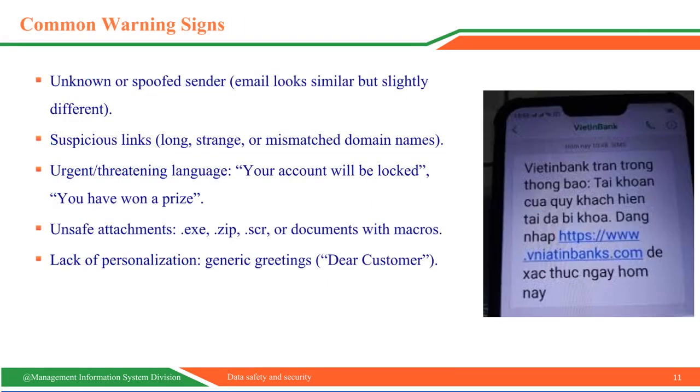Awareness of the warning signs is the user's critical line of defense. Be vigilant for suspicious sender addresses, often slightly misspelled, unusual or mismatched URLs when hovering over a link, urgent or threatening language, unexpected file attachments, especially executables or zipped files, and a lack of personalized greetings. Training yourself to recognize these red flags can prevent the majority of social engineering attacks.